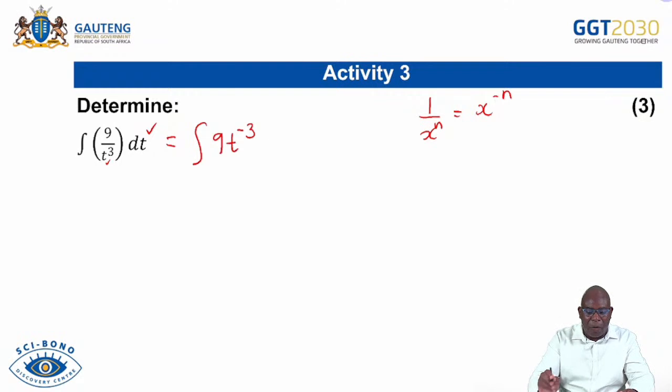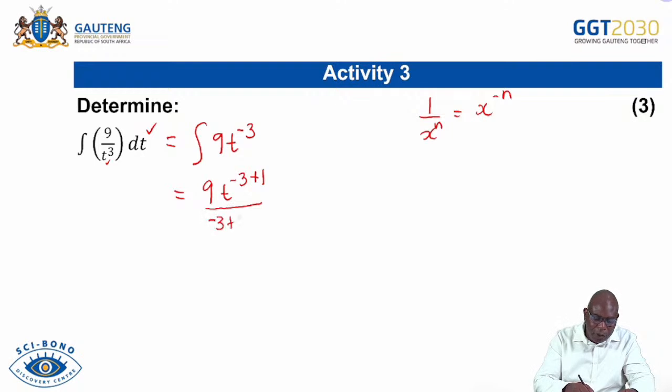Right. Now I can start integrating. So once I start integrating, the integral sign falls off. Now I'm going to say 9t to the power minus 3. What should I do to the power? I must add a 1 and then divide the whole thing there by minus 3 plus 1. Which then is going to give us 9t to the power of negative 2 divided by negative 2.